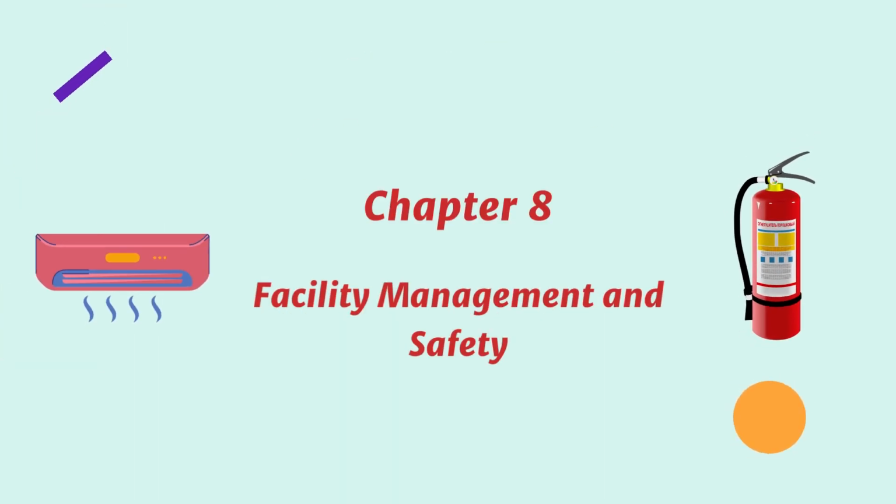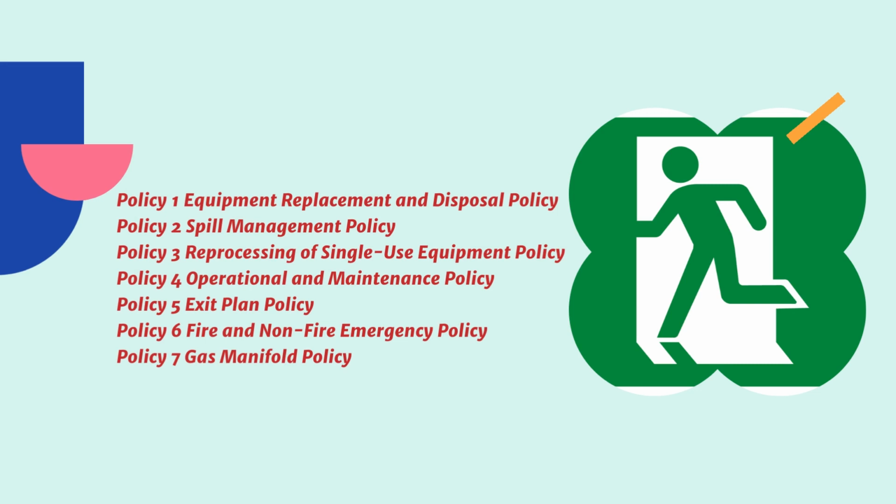Then chapter number 8 is facility management and safety. So let's talk about the policies under this particular chapter. Policy 1 is equipment replacement disposal policy. Policy 2 is spill management policy. Policy 3 is reprocessing of single use equipment policy. Policy 4 is operational maintenance policy. Policy 5 is exit plan policy. Policy 6 is fire and non-fire emergency policy. Policy 7 is gas manifold policy.